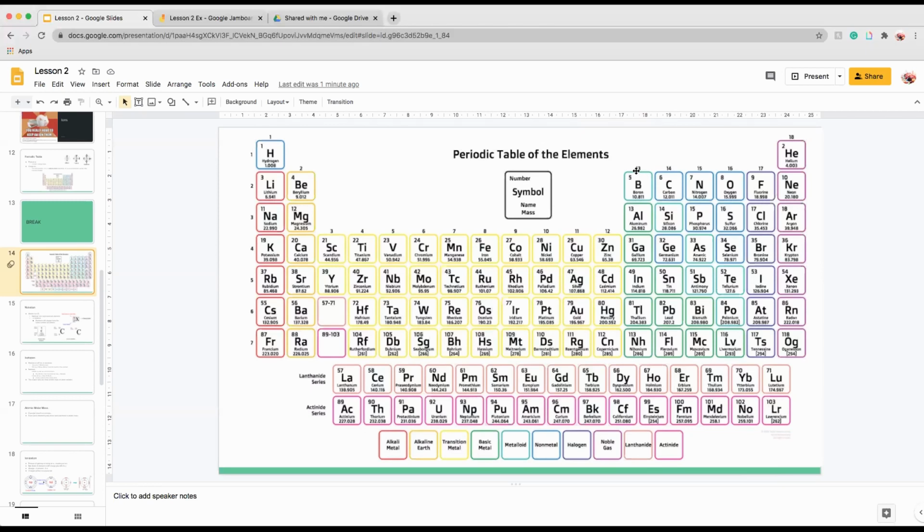Boron, for example, can have anywhere from maybe 5 to 10 neutrons. They'll find the average mass of all the different versions of boron, and that's what you find here. That's why there are decimals under mass.